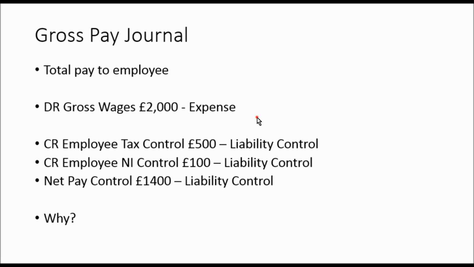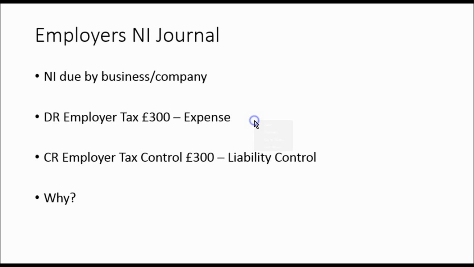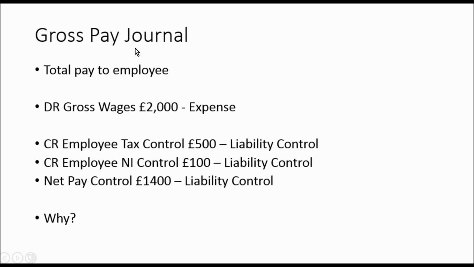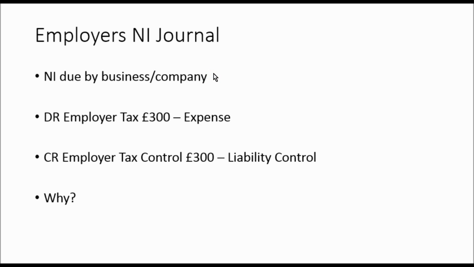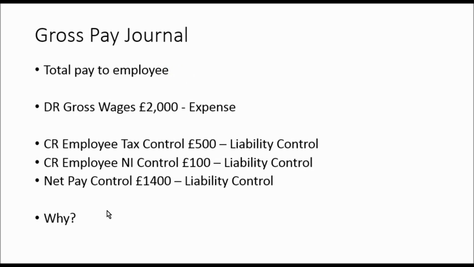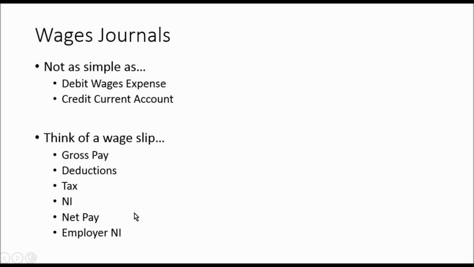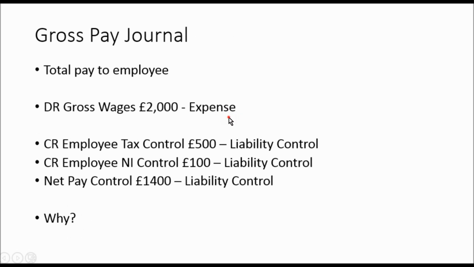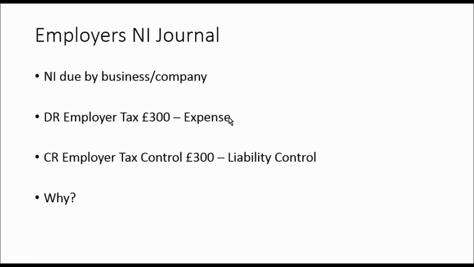It's the gross pay journal. The second, and let me just say, this is probably the most complex out of all the journals. The rest are a lot more simple. So the second set of journals is the employer's national insurance journal. So as mentioned previously, the employer here in the UK has to pay national insurance. They have their own national insurance contribution to make when paying employees. So NI due by business, company, entity, employer, whatever it is.